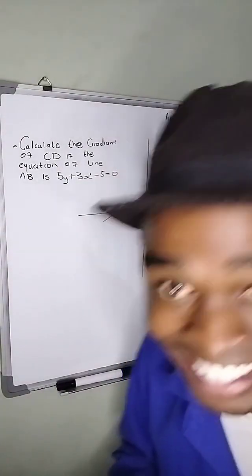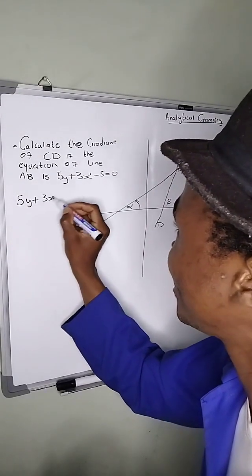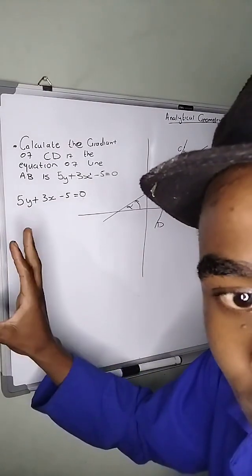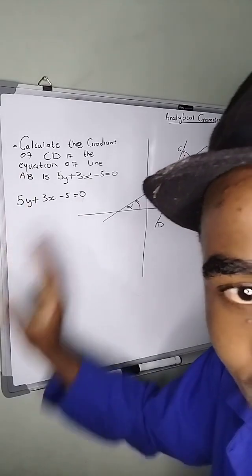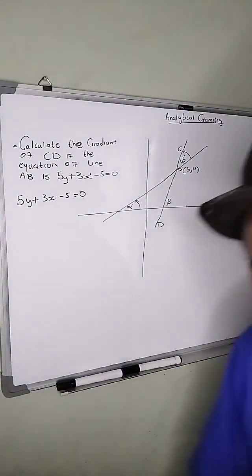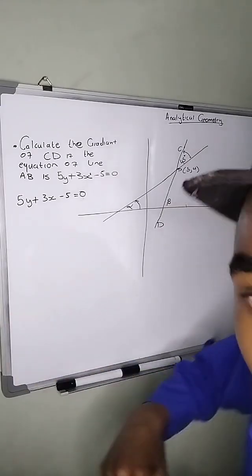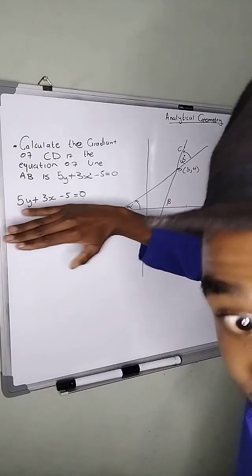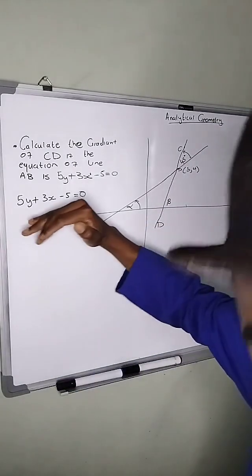So now, let me test you. What is the gradient of 5y plus 3x minus 5 is going to be equals to 0? I want to see people. Can we get the gradient here? Can I get a yes, no? Can we get the gradient here? Before we interact with this, can we get the gradient here?